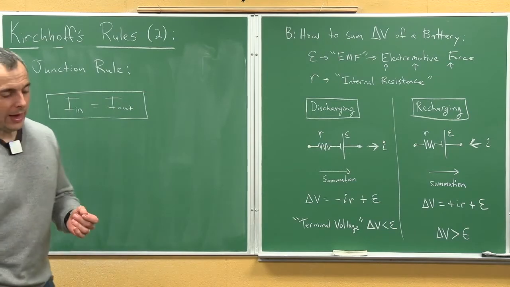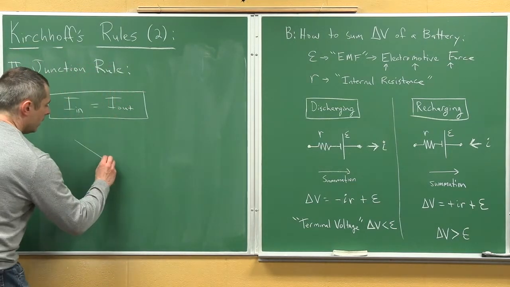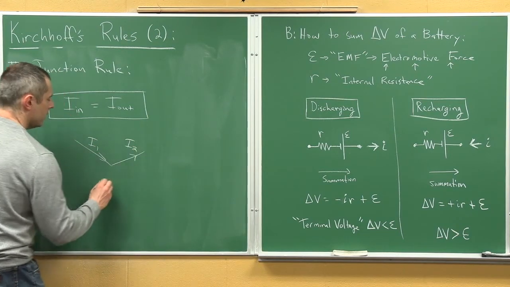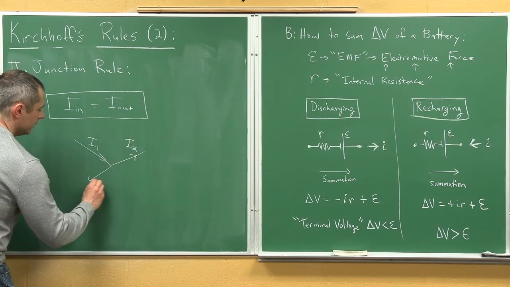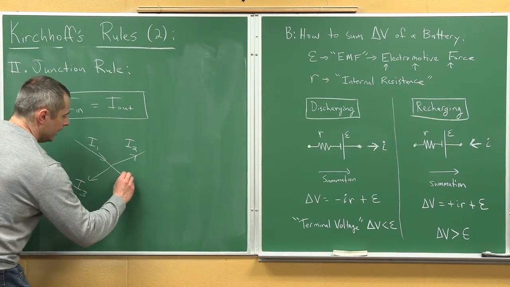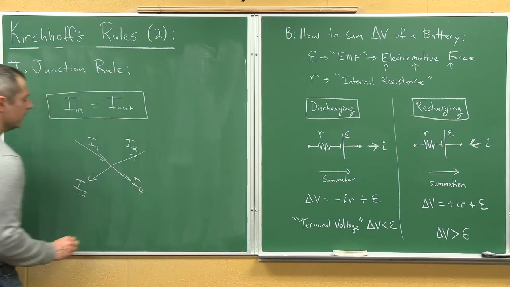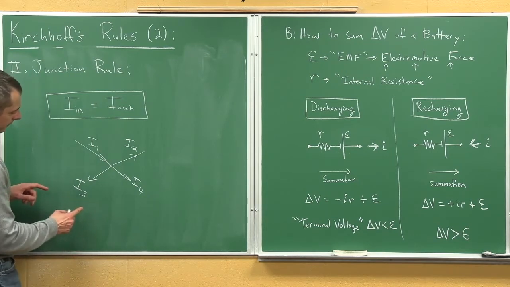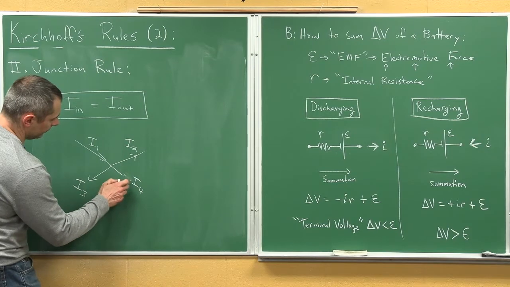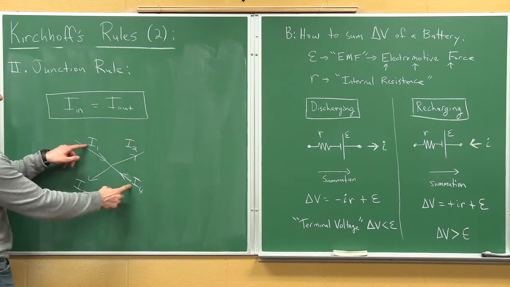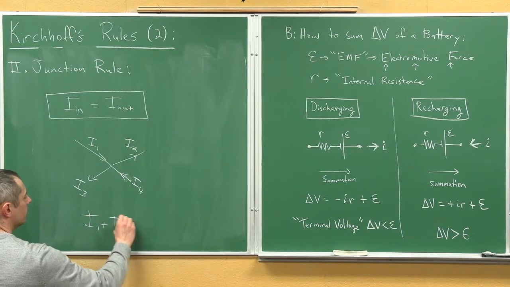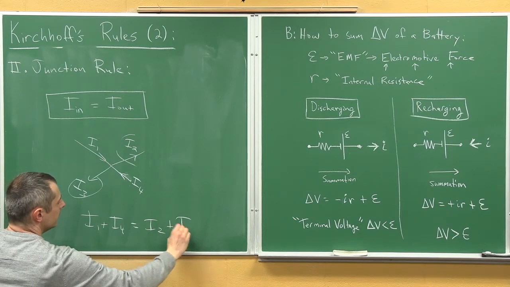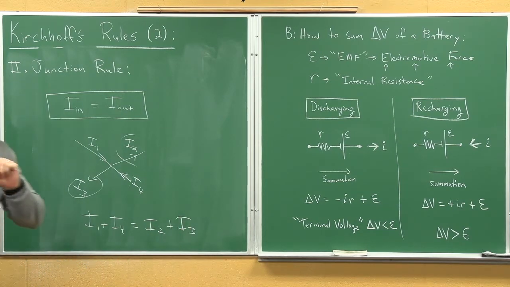So an example of that, let's suppose we have I1 going like this, and maybe I2 going like that, and then I3 going like this, and I4 going like this. So the junction rule applied here would say that the current going in, oh, I wanted I4 going the other way. The current going in, I1 plus I4, has to be equal to the current coming out, I2 plus I3. So, simple rule, the junction rule.